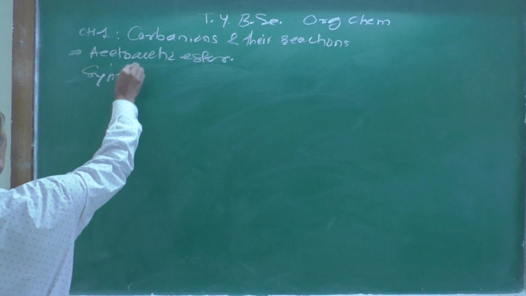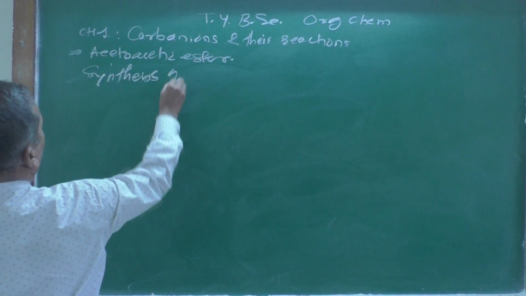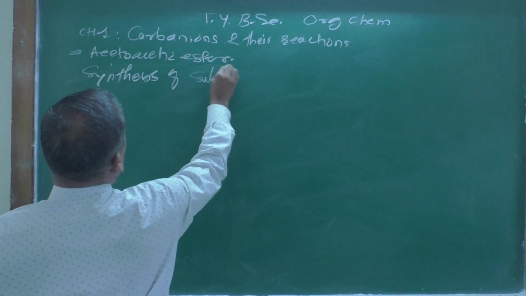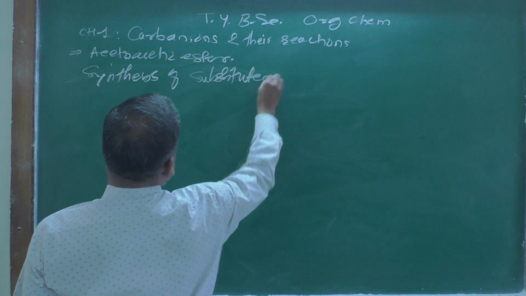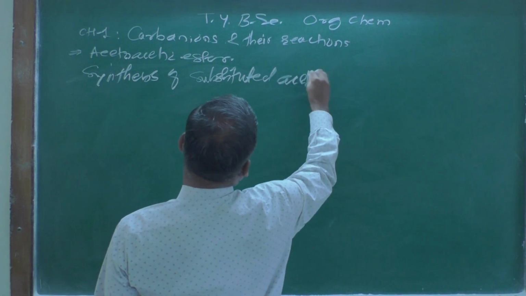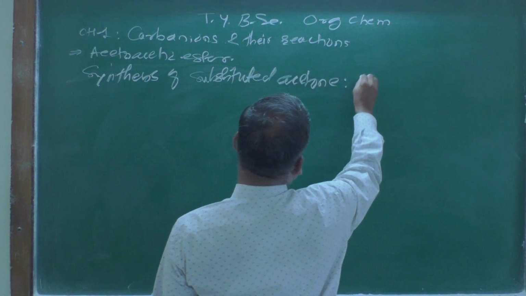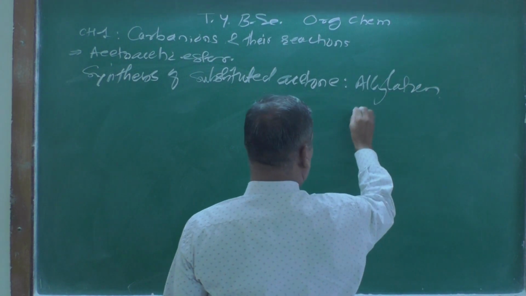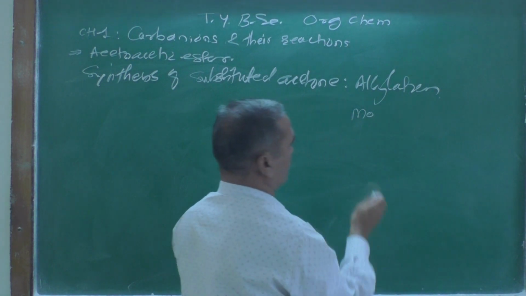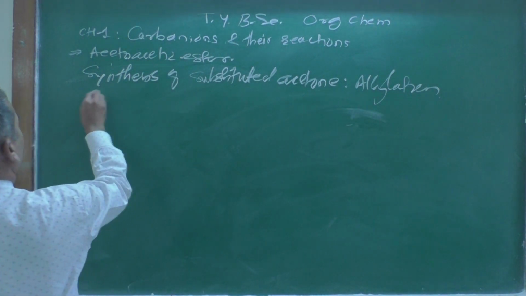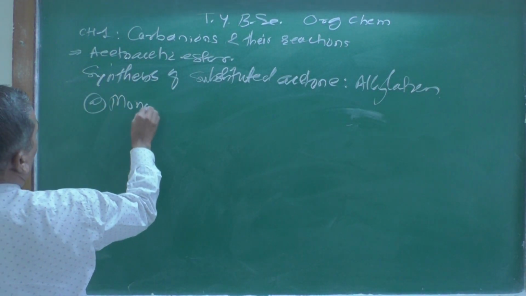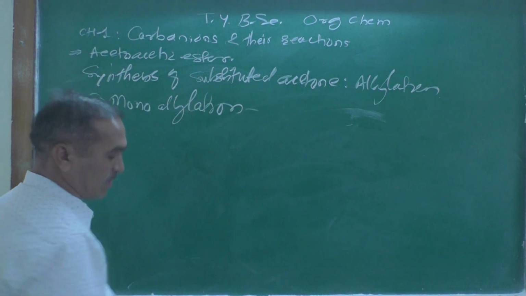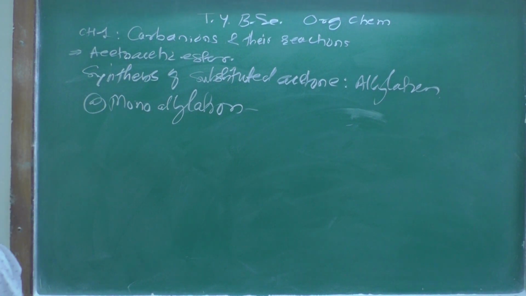Synthesis or preparation of substituted acetone. Synthesis of substituted acetone is called an alkylation. Here we can call it monoalkylation. First one is a monoalkylation, and then after that we will see the dialkylation.